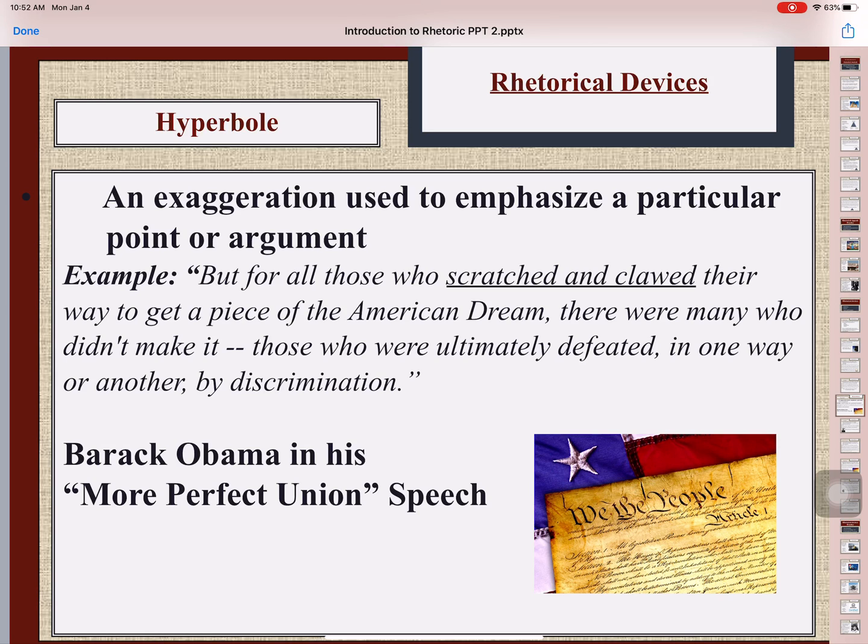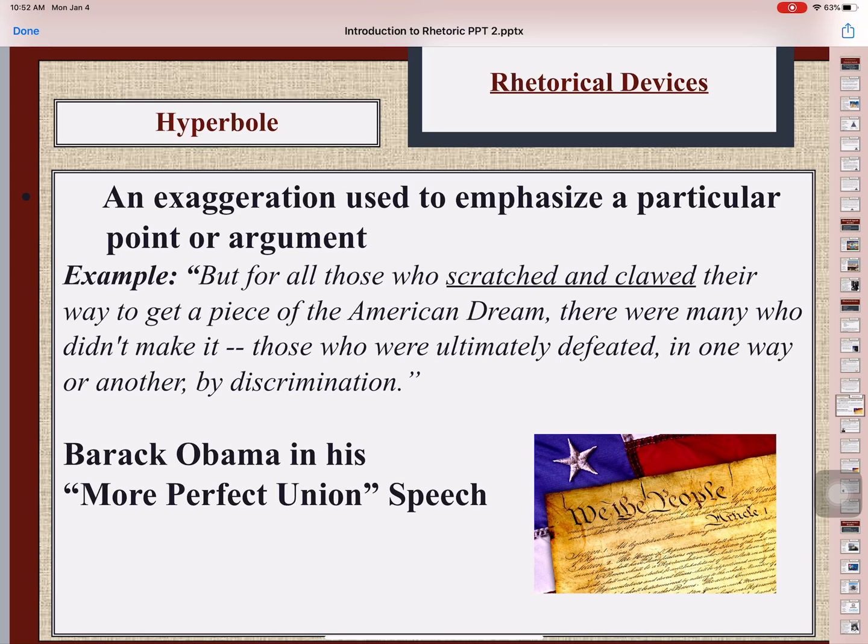Hyperbole is an exaggeration used to emphasize a particular point or argument. Here's an example. But for all those who scratched and clawed their way to get a piece of the American dream, there were many who didn't make it. Those who were ultimately defeated in one way or another by discrimination. Barack Obama in his More Perfect Union speech. Scratched and clawed is that hyperbolic speech, that very exaggerated speech, right?